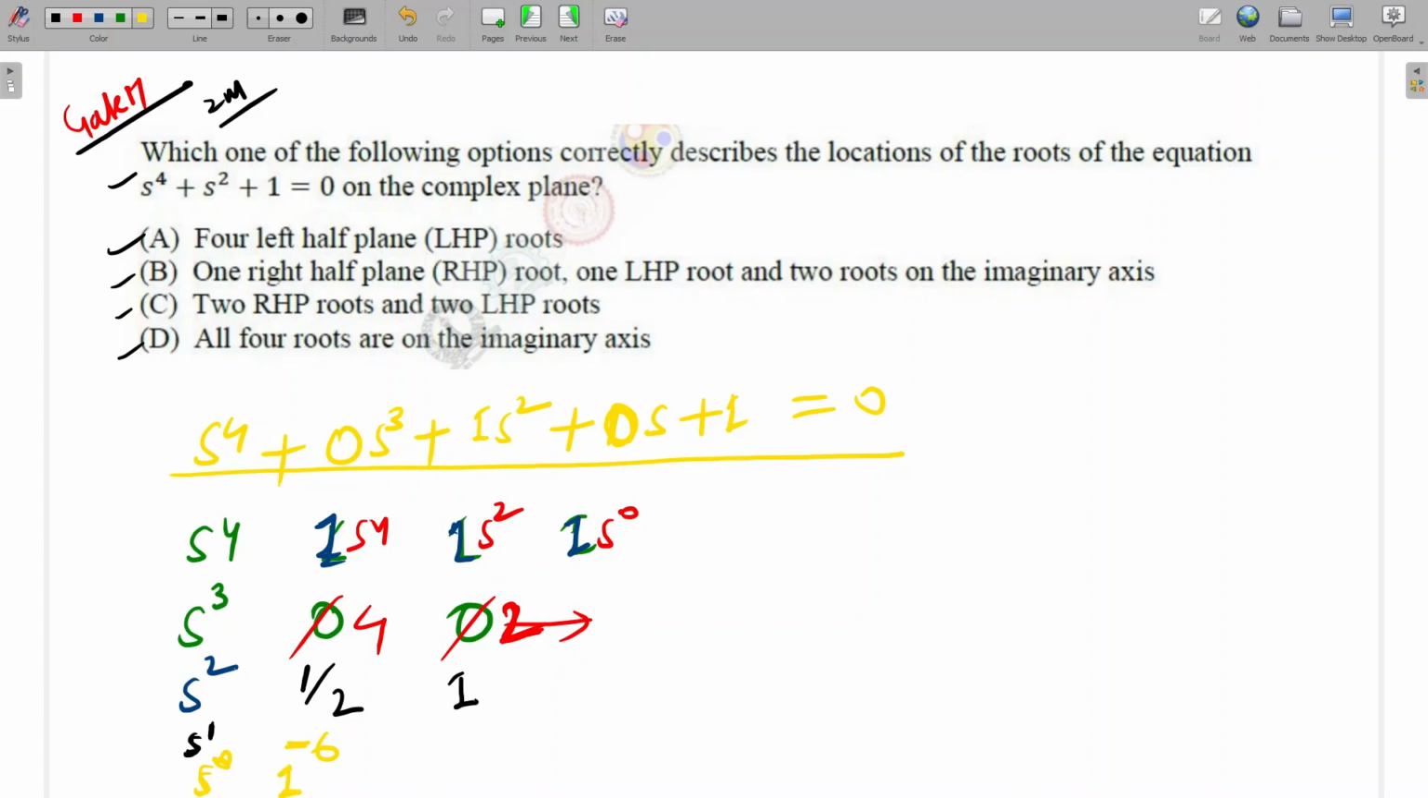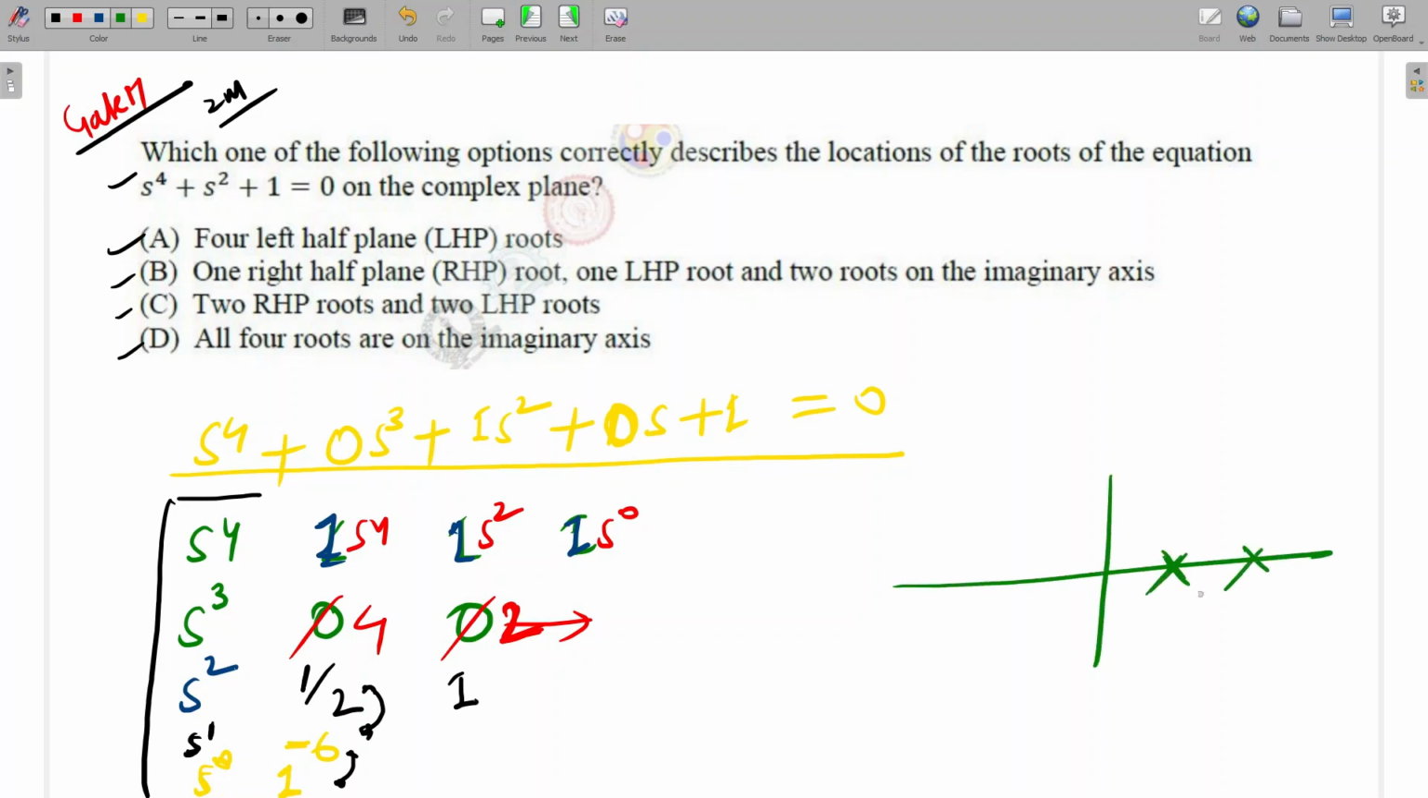So if you see here, this is the auxiliary equation. How many sign changes are there below the auxiliary equation? Two sign changes are there. So two poles will be there in the right hand side, and correspondingly two poles will be there in the left hand side. Is it correct? So the option is C: two RHP and two LHP roots. This is the correct option. We'll see the solution also.